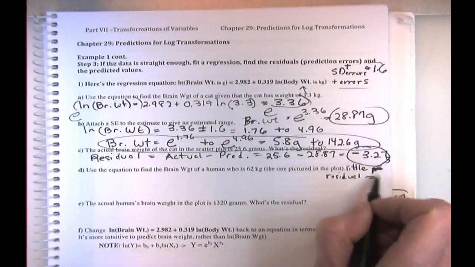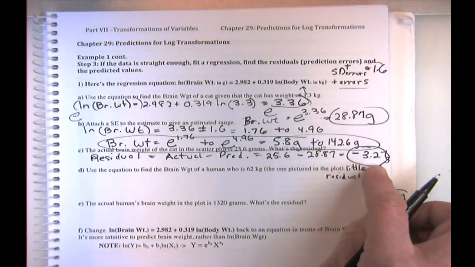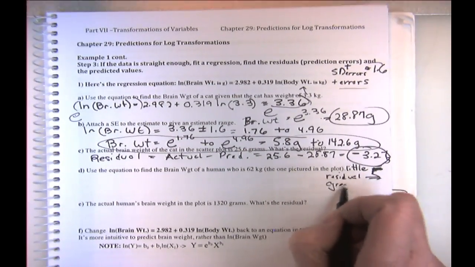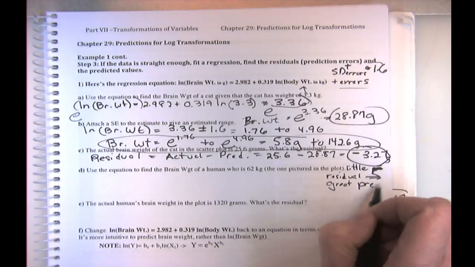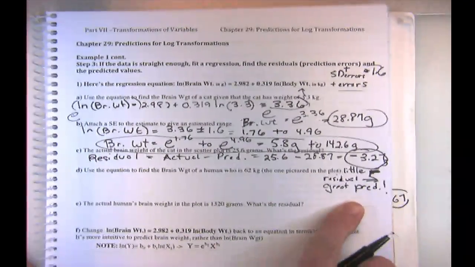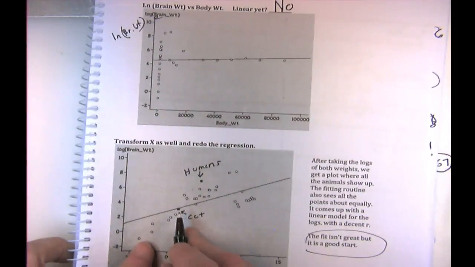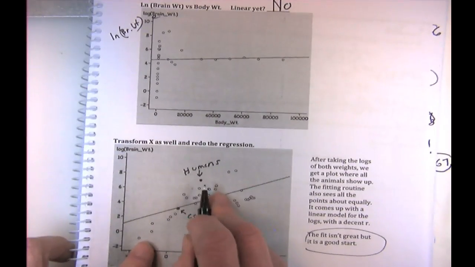A very little residual. And what does that mean? It's little in absolute value, a little bit below the line. So that means we have a great prediction for the cat. And let's make sure we do. We were almost on the line, remember? It's just a tiny smidgen off, just a tiny bit below. Now the human, let's do the same thing for the human. You'll see there's a big residual. It doesn't do as good a fitting job for the human.